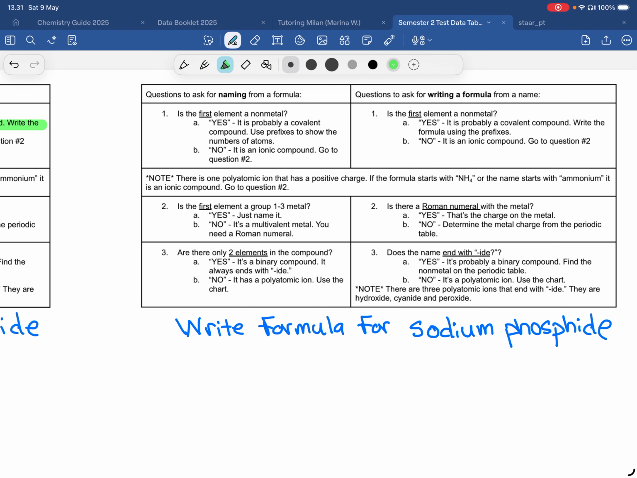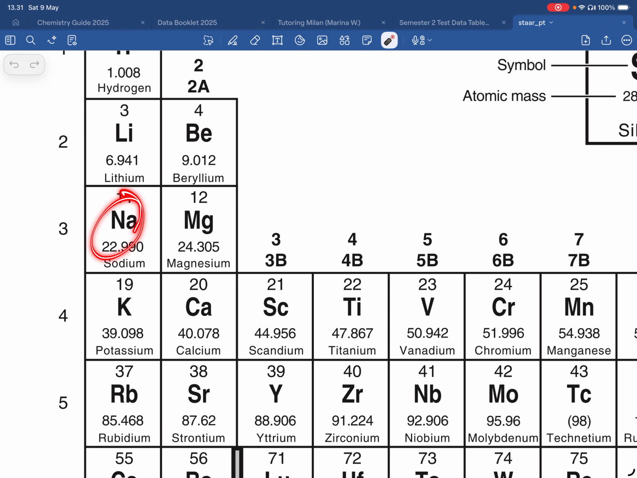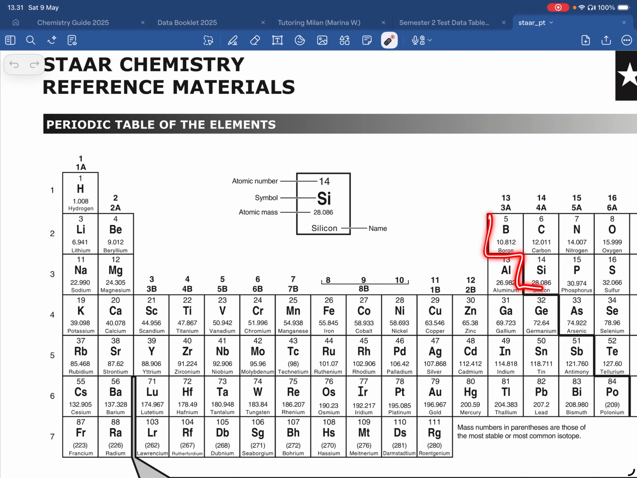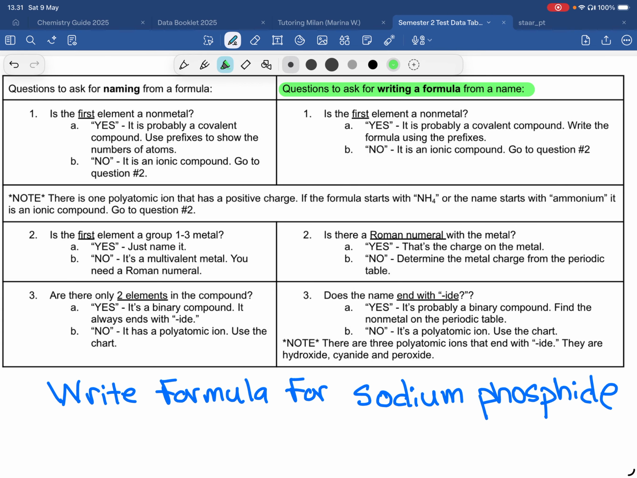Next one, write the formula for sodium phosphide. So again, what are we doing? We're writing a formula from a name. Is the first element a nonmetal? We're finding sodium. Sodium on your periodic table is here, clearly to the left of that line. Therefore, sodium is a metal. So is the first element a nonmetal? Clearly the answer is no. It is an ionic compound.